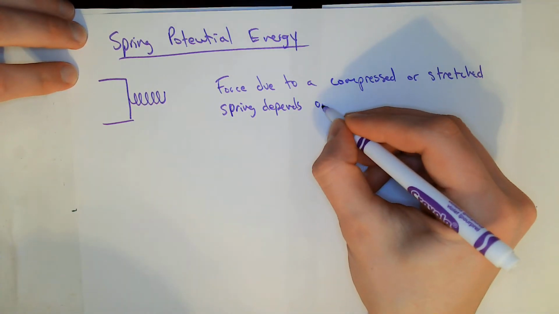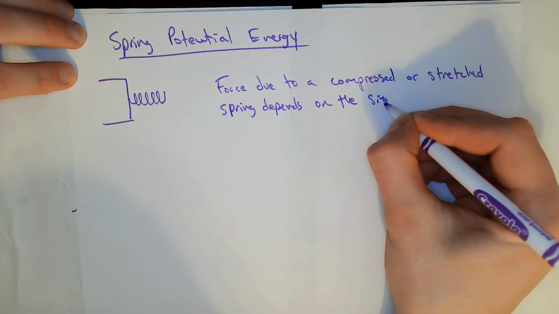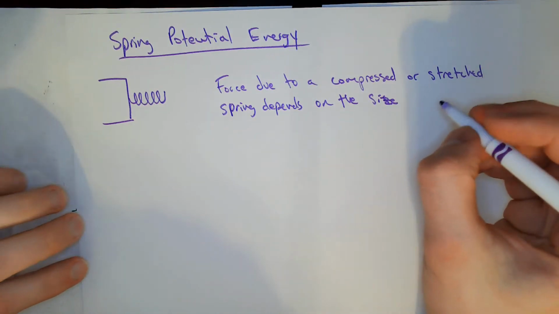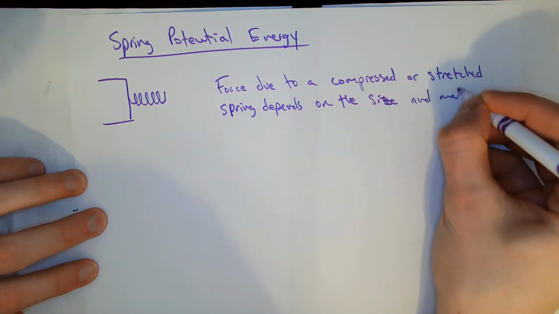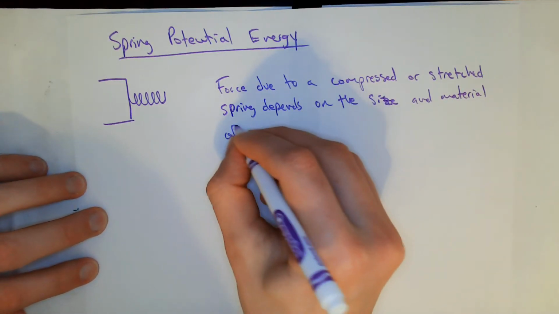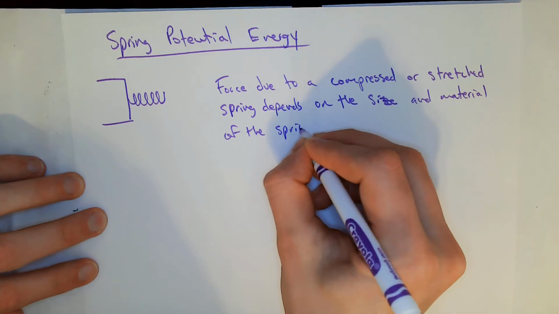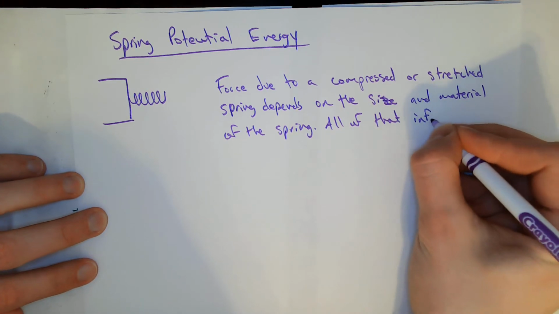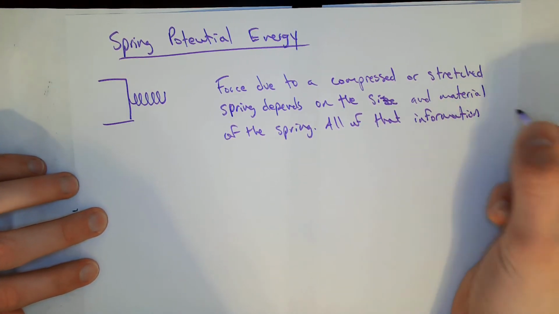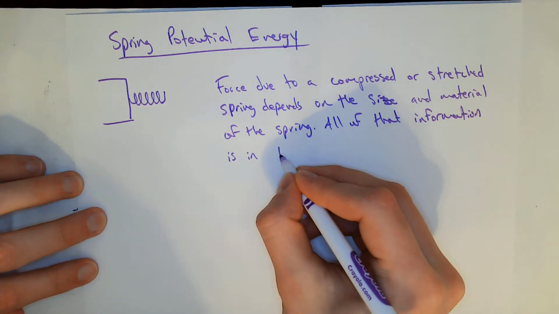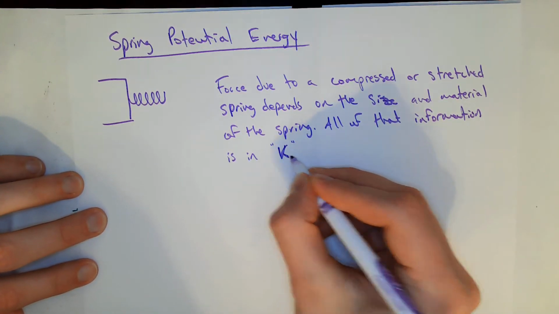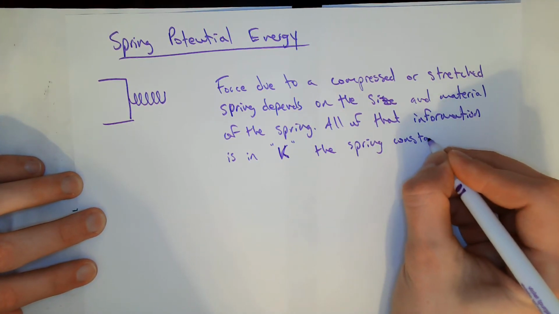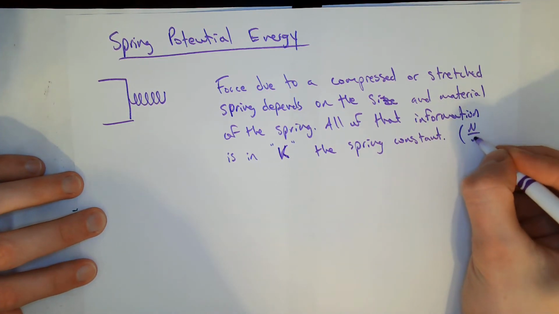It depends first on the size, and when I say size, I mean the thickness of the actual metal or whatever the material is. It depends on the size and material of the spring. Now we compact all of that information, stuffed into a little coefficient called the spring constant, which we call lowercase k. It has units, by the way, newtons per meter.